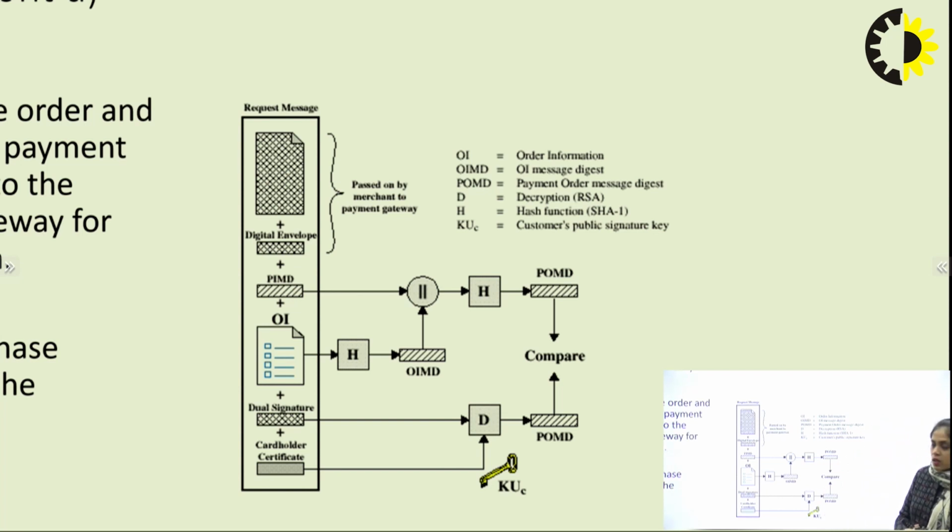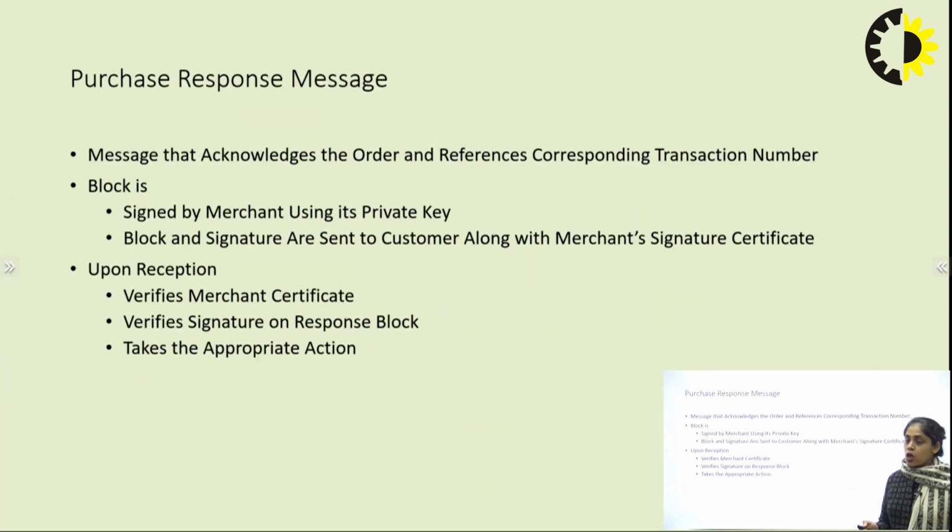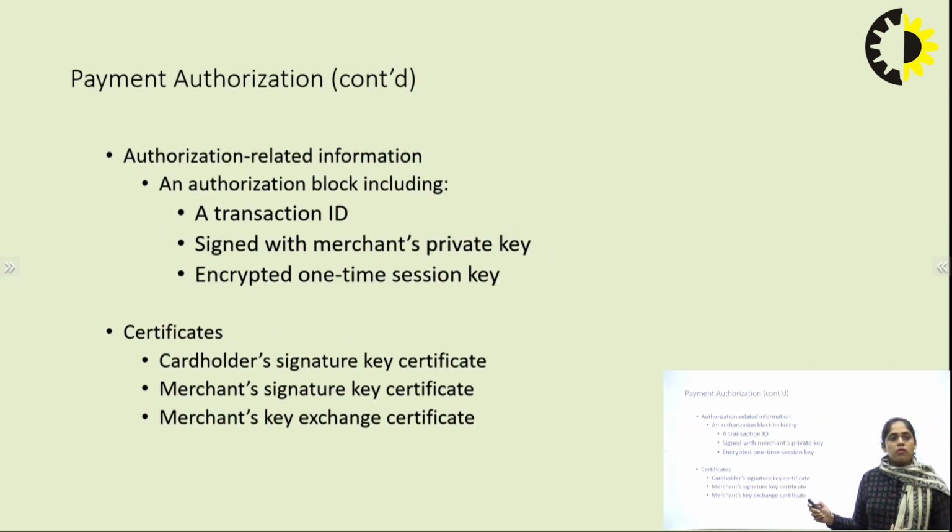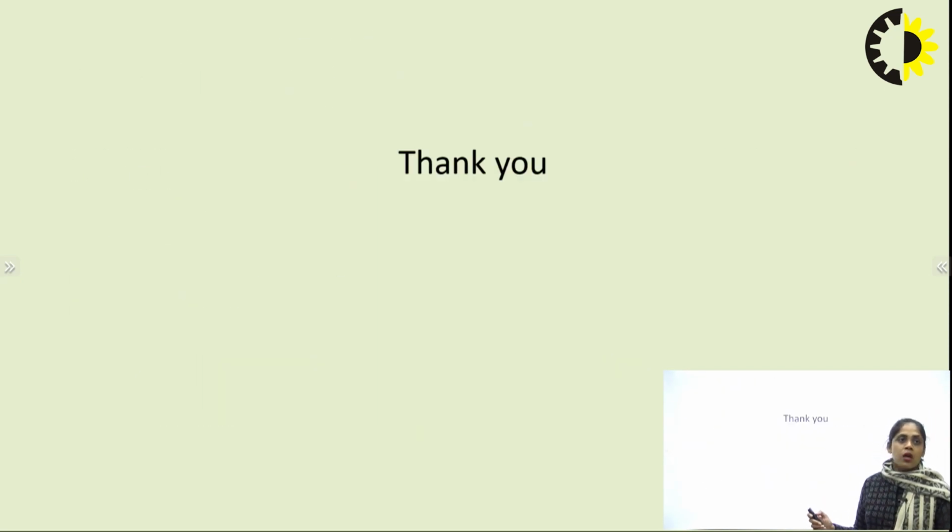After the decryption of these two parts with the help of the public key of C, it provides the payment order message digest, and both the values of POMD are compared with each other. If both the calculated value and the value obtained from here are the same, then we can say everything is secure using this secure electronic transaction. So this is all about secure electronic transactions. Thank you.